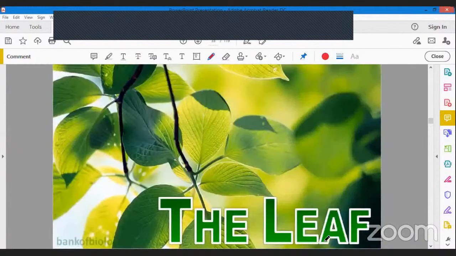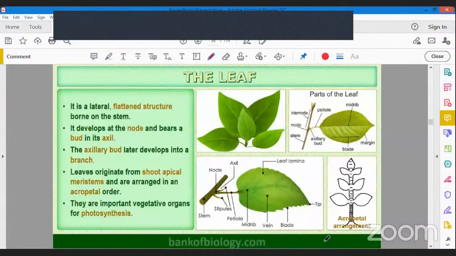Done. So next, the leaf. The leaf is a lateral flattened structure borne on the stem. It develops at the node and bears a bud in its axil.